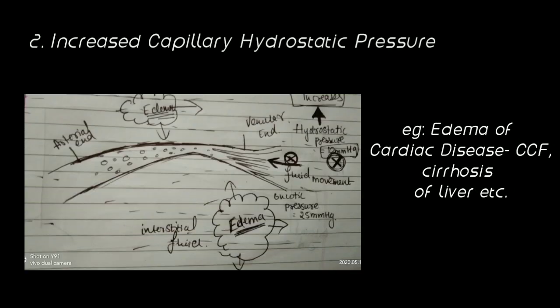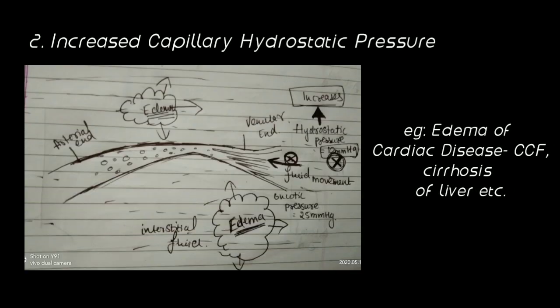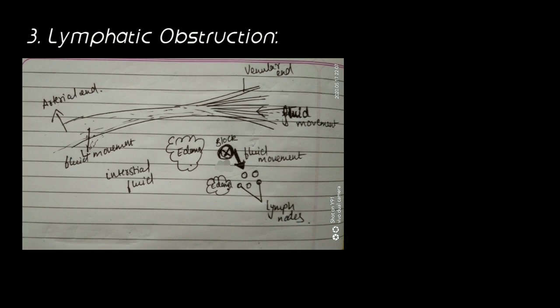Now, next is increased capillary hydrostatic pressure. Increased capillary hydrostatic pressure at the venular end will not let the fluid drive back into the vessels, which results in minimal or no absorption at venular end, causing edema. And examples are edema of cardiac disease, that is congestive cardiac failure, cirrhosis of liver, and thrombosis of veins and tumors.